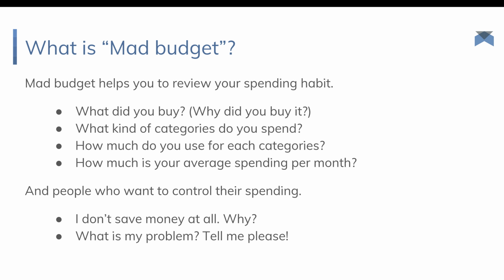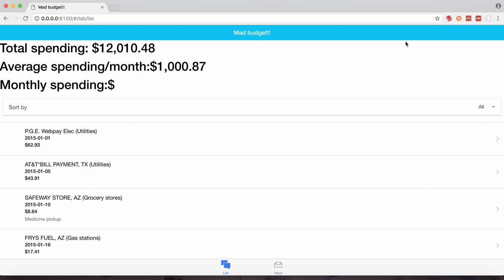What did you buy? How much do you use for each category? It's also for people who want to control their spending. I try to save money, but I don't save money at all. Why? What is my problem? Tell me please. Let me show my budget app.